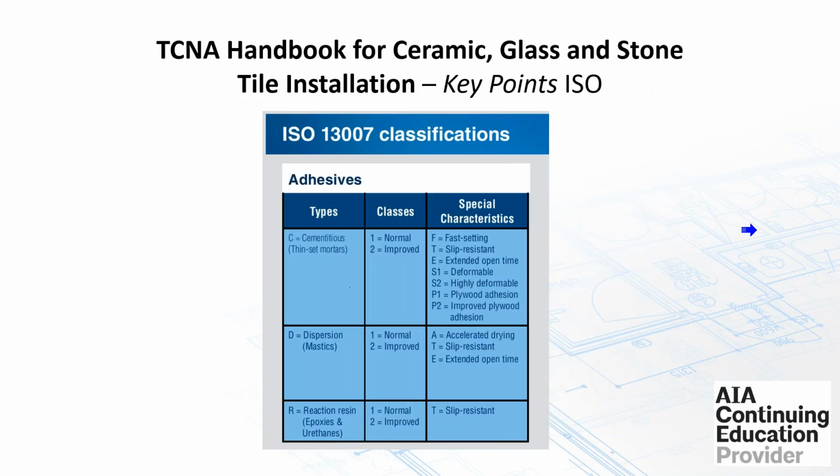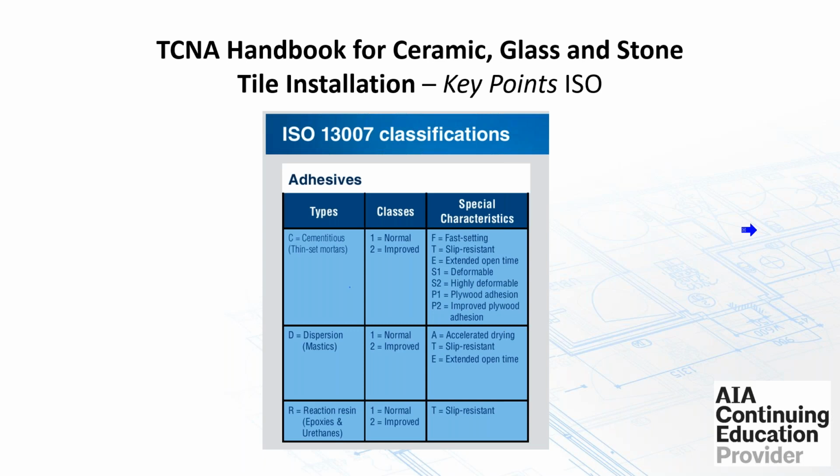When it comes to thin set mortars or cementitious type mortars, you would get a C designation. C1 would be a typical normal mortar. C2 would be improved, so typically a polymer modified or something like that. And then you also can have different designations at the end of it. So if it's a fast setting mortar, you would get an F. If it was a non-slip or slip resistant type mortar, a T. Extended open time, an E.